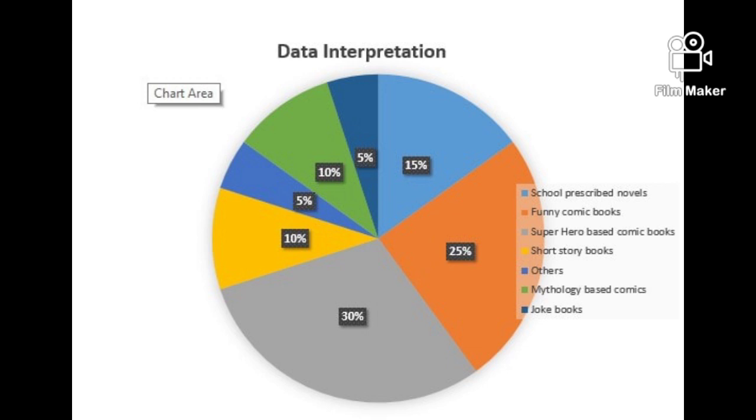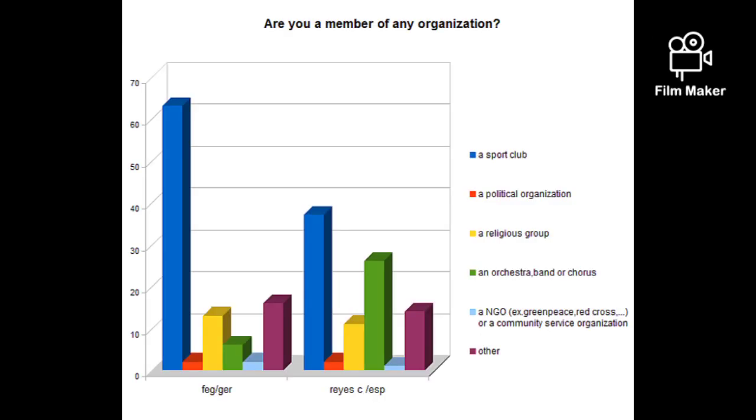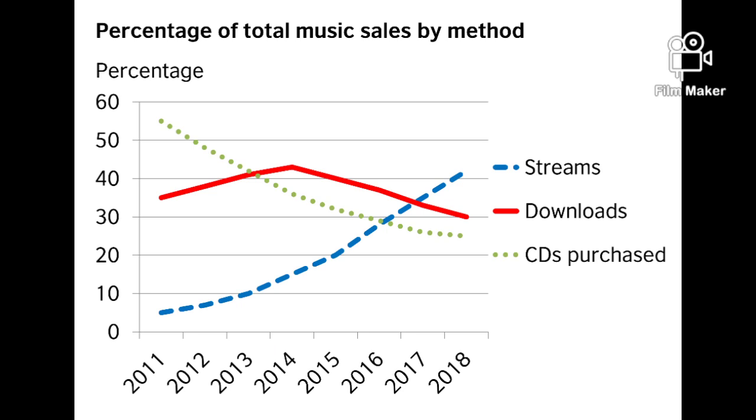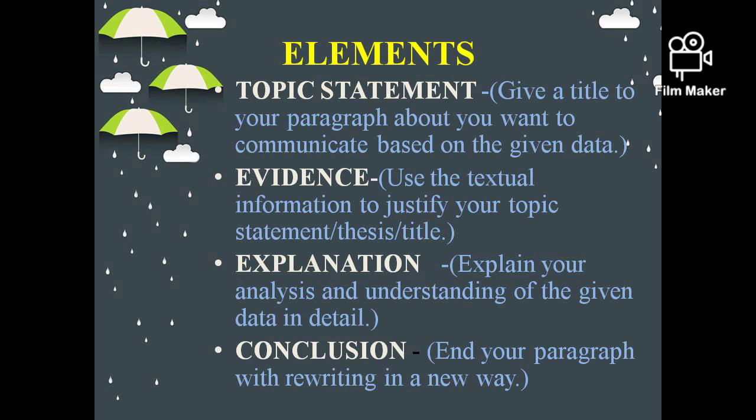Now, we explain our thesis, that is the claim statement, with evidences. So where do we get these evidences? We need to get evidences from the data given. So the data will be given in forms of pie chart or graphical representations like line graph, bar graph, or maps, etc. Now let's move on to the elements of an analytical paragraph.